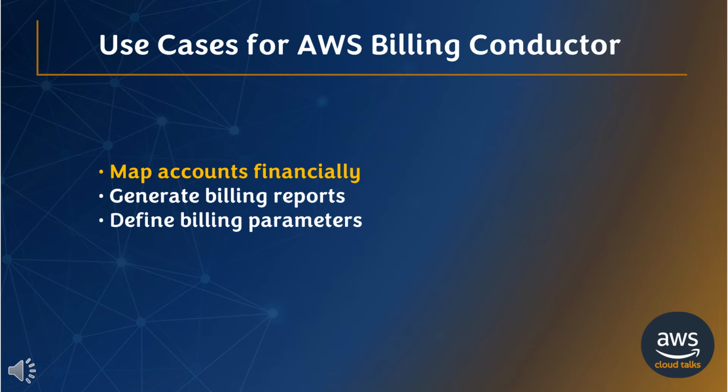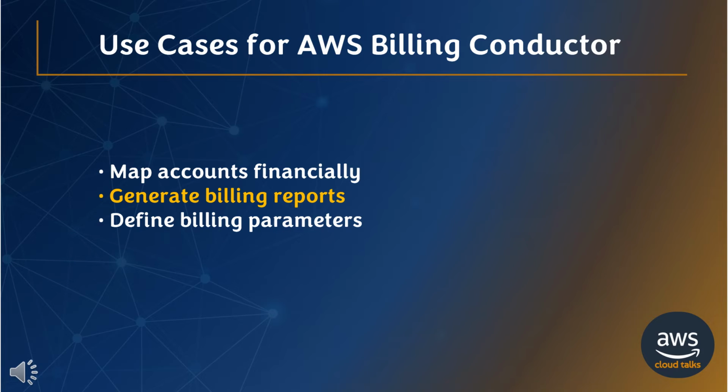Map accounts financially. AWS Billing Conductor enables you to group accounts with the same financial owner into a billing group. You can create as many billing groups as needed. Assign one account for each billing group as the primary account. Primary accounts have cross-account visibility and can generate a cost and usage report for the entire group.